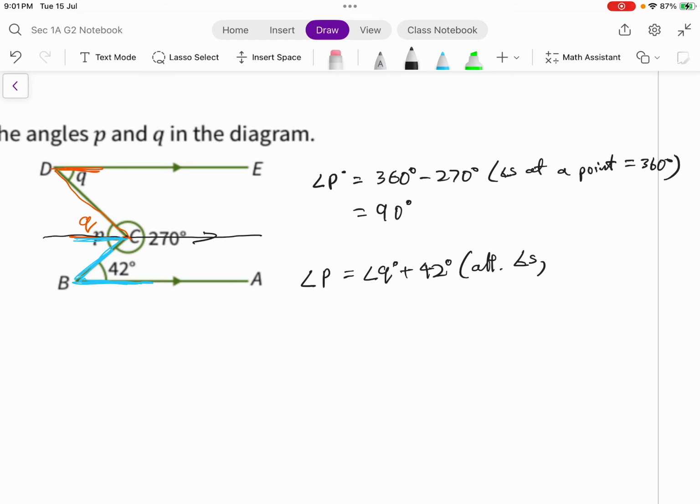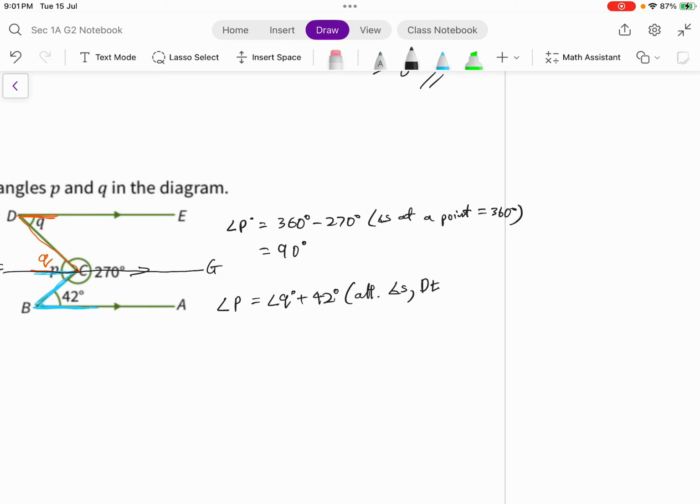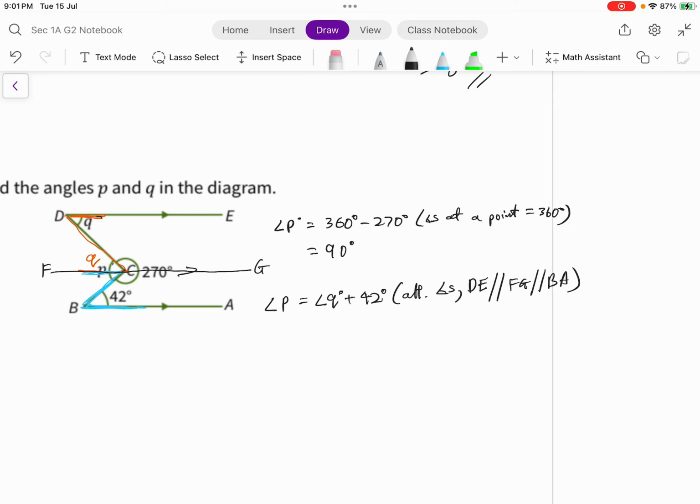So I'm going to label this A, B, C, D, E, F, G, right? So I can do this, right? Because I added the line, so I'm going to label it F, G, okay? I'm going to write there DE is parallel to FG, is parallel to BA. Which is why we can do two alternate angles like this, right? 1, 2. Okay, so P is 90 degrees.